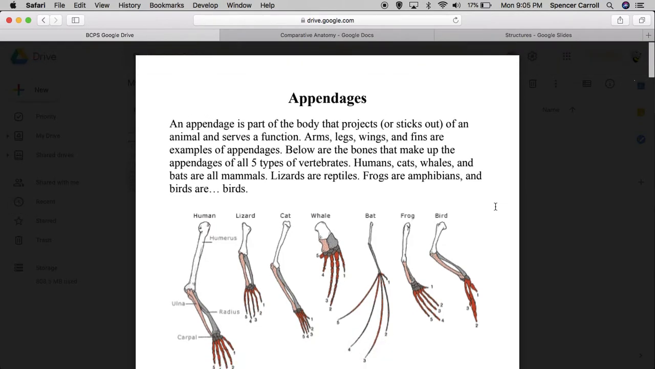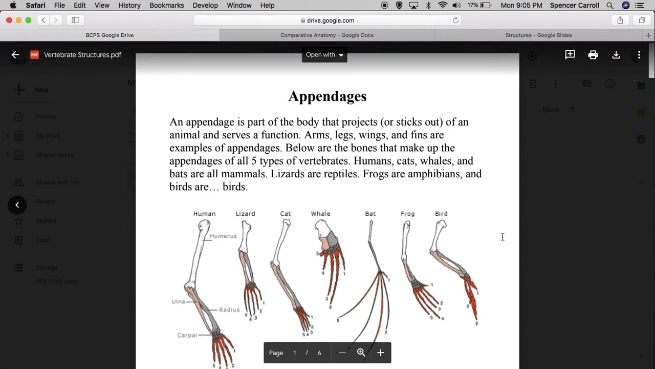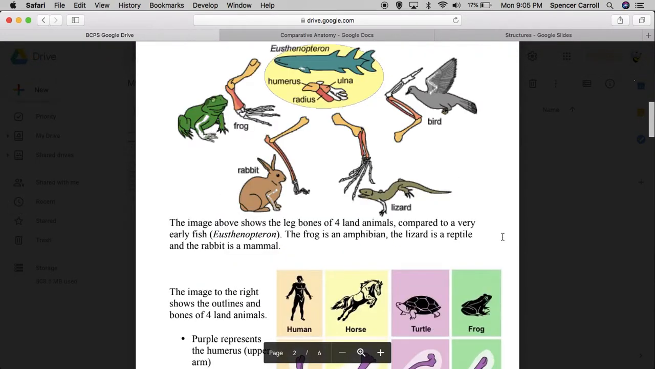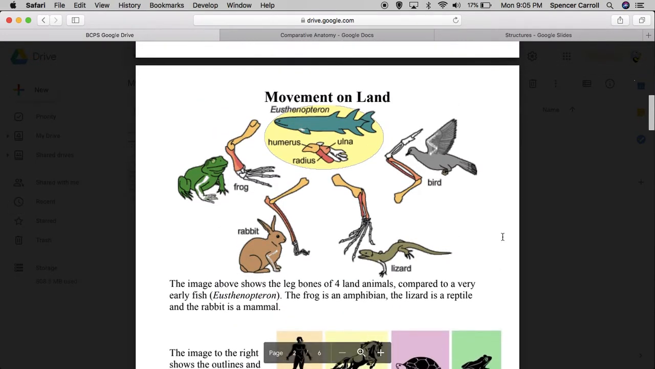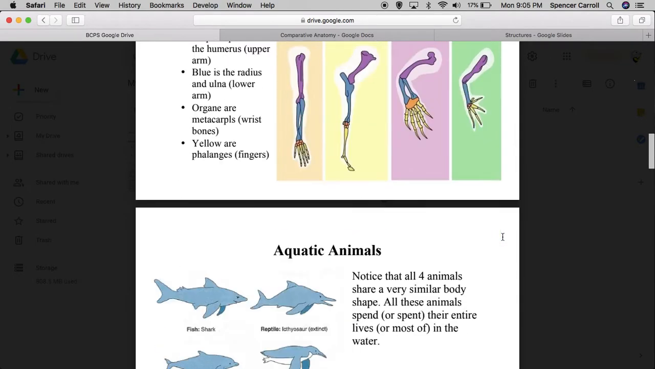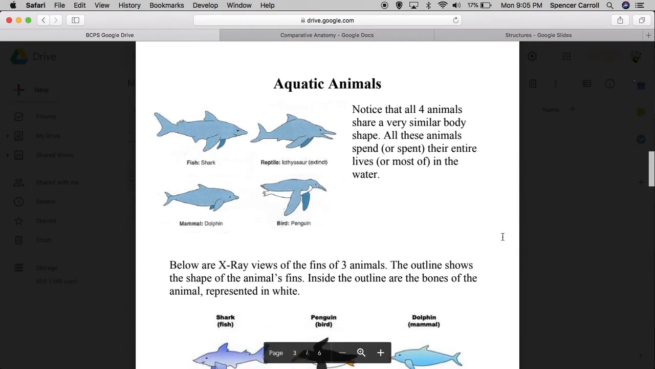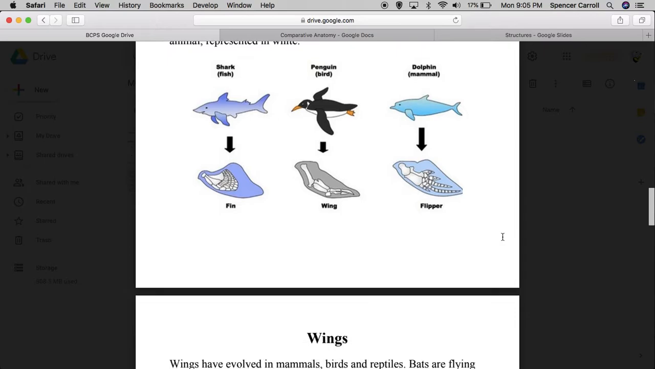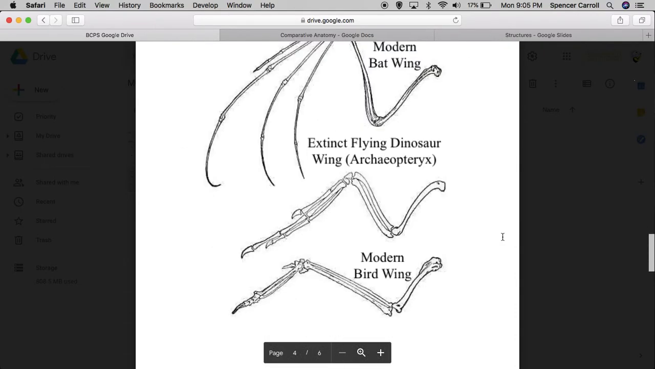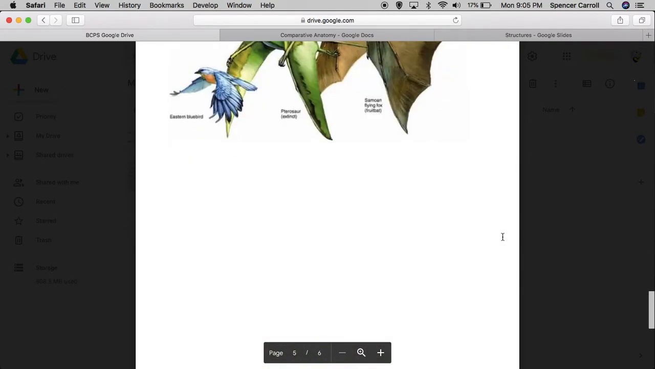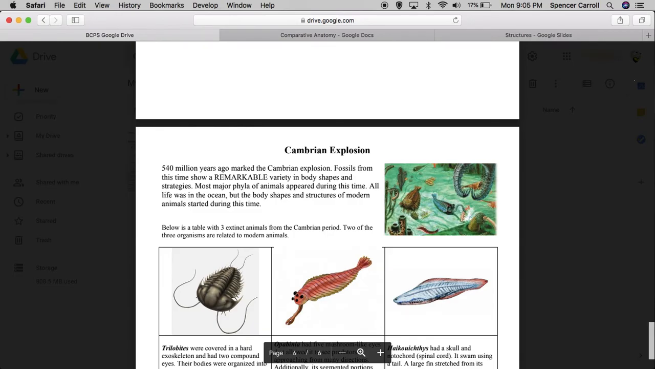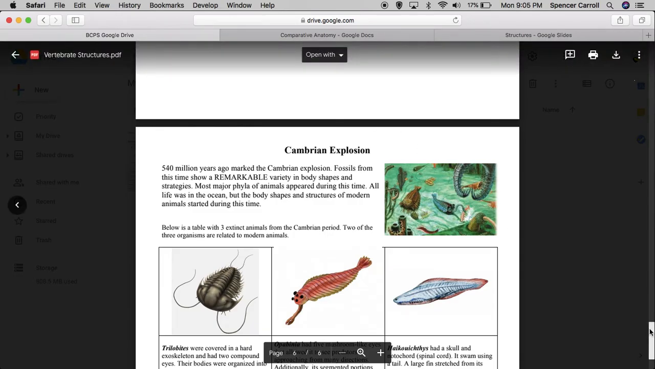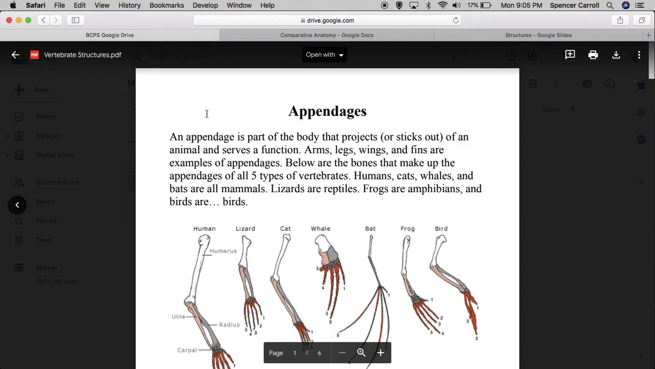This PDF has 5 main sections. The first one is Appendages. The second being Movement on Land. Third is Aquatic Animals. Next is Wings. And finally, the Cambrian Explosion. So this is going to be the source of our data as we answer these questions.